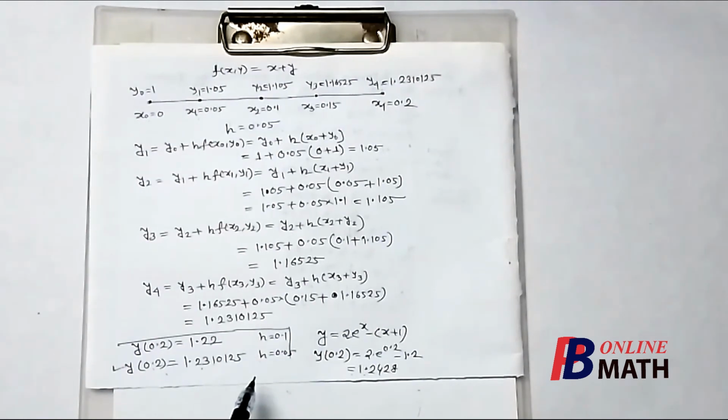That means if we consider 4 subintervals, then we get the better result than the case when we consider only 2 subintervals. That means in Euler's method, we shall get better result if we consider more intervals. But remember, as the number of intervals increases, the number of calculations also increases. So this method is Euler's method.